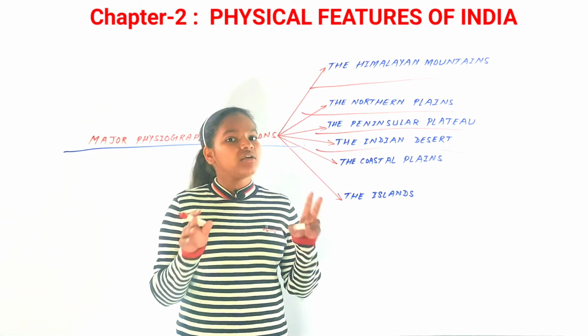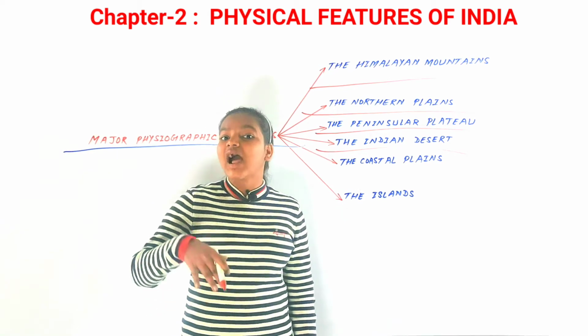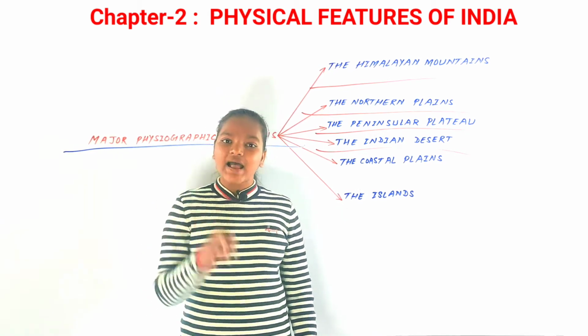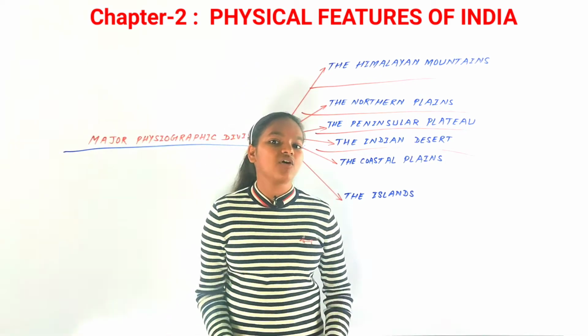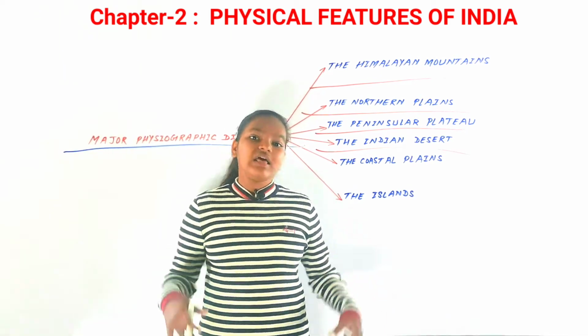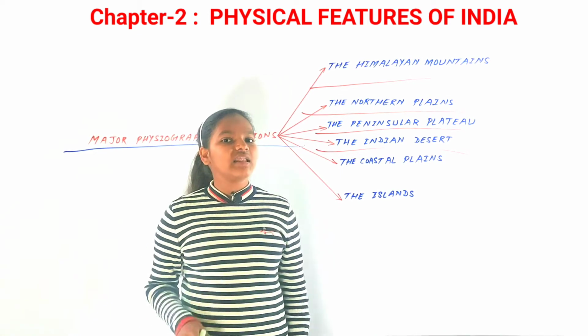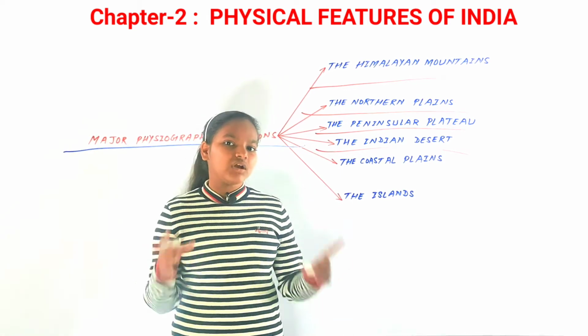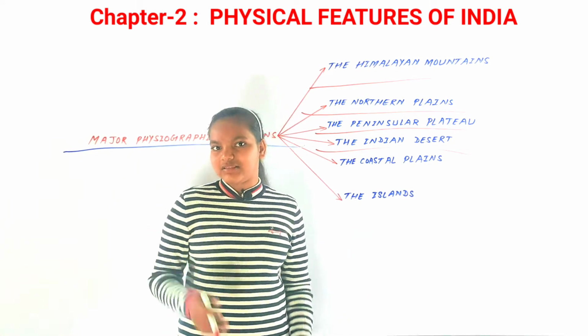And there is only one very large river in that area, that is the Luni river. So you could say the Luni river is the only large river in the Indian desert area. In the deserts of India, only the Luni river is there. So that is about the Indian deserts.